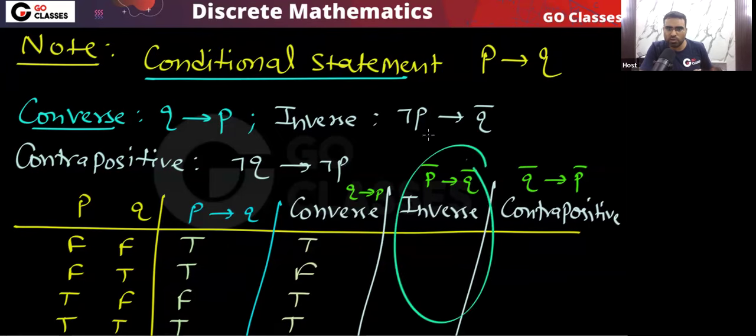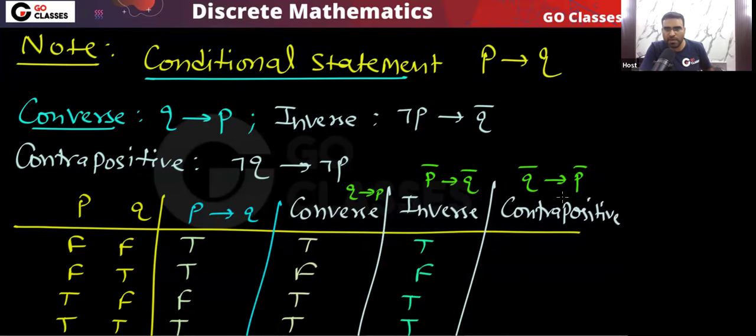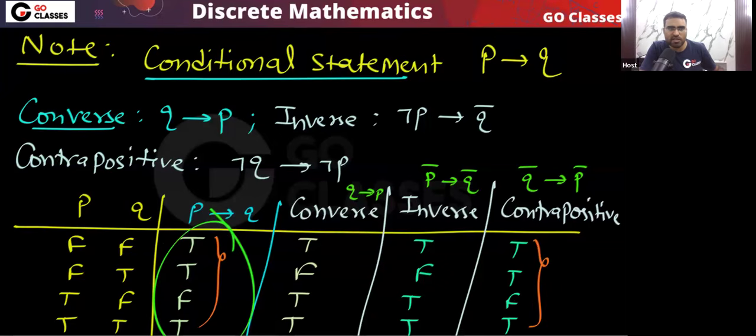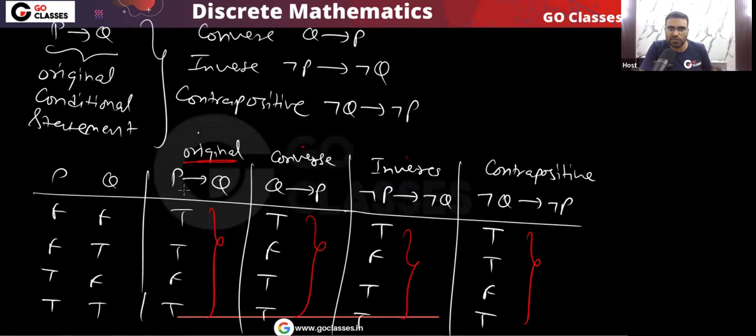Okay, let's see the truth table of the inverse. You can easily create it. That will be TFTT. You can create the truth table of the contrapositive as well. That will be TTFT. So finally, what did you get? The original conditional statement is equivalent to its contrapositive, but it is not equivalent to the converse, and it is not equivalent to the inverse. So this is the result we got.